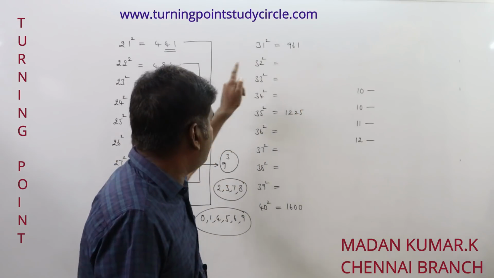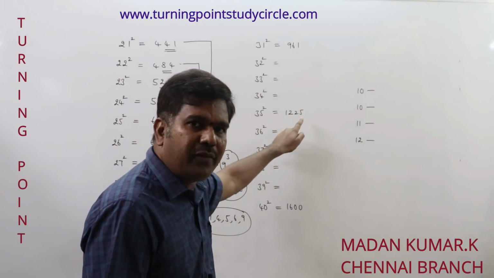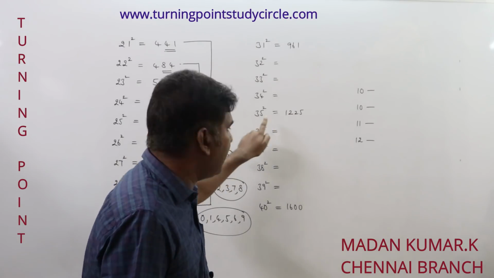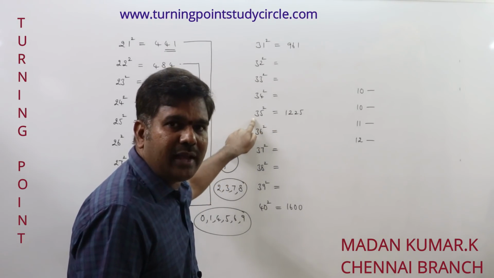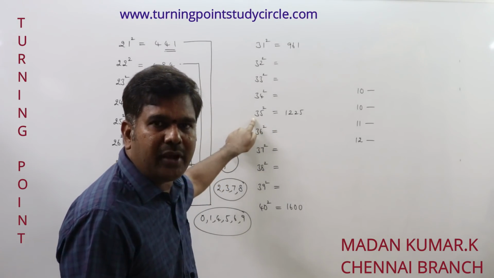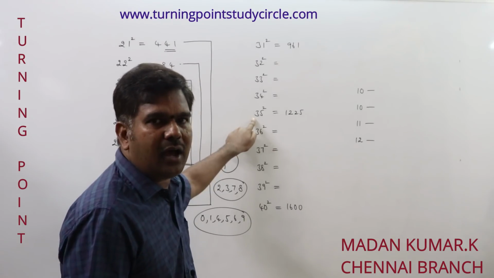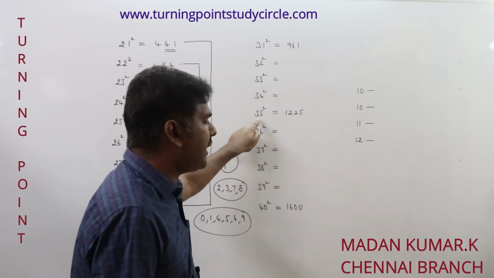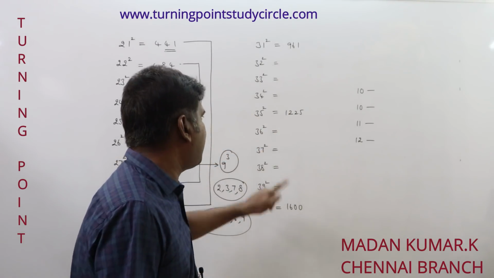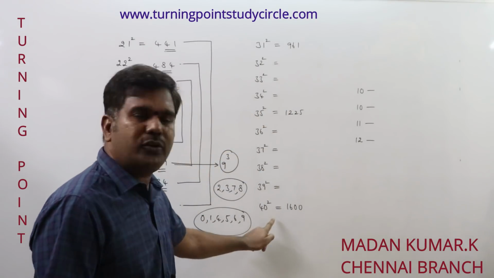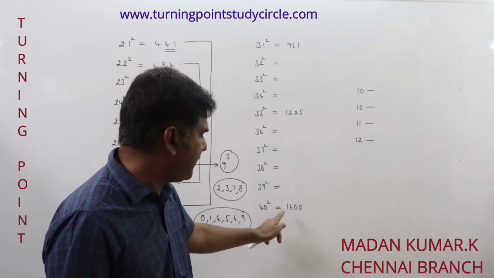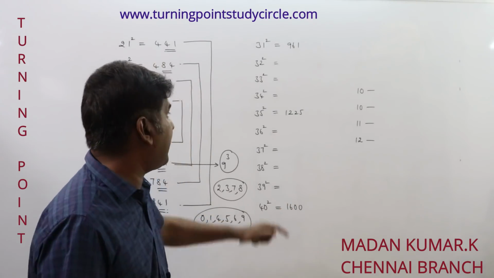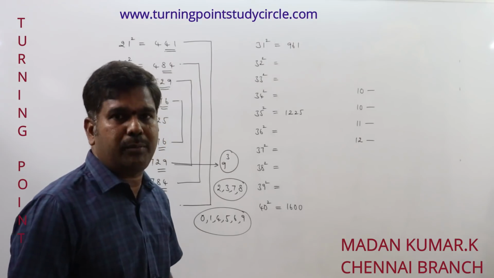35 square is 1225, so the 5 square is 25. Apart from 5, whatever the other digit is there has to be multiplied with the immediate next higher digit, the consecutive next number. So 3 after 4, 1225. 3 4s are 12, 25. Of course 40 square, you know that 4 square is 16 and 2 zeros, 1600. And the remaining values, how to remember?